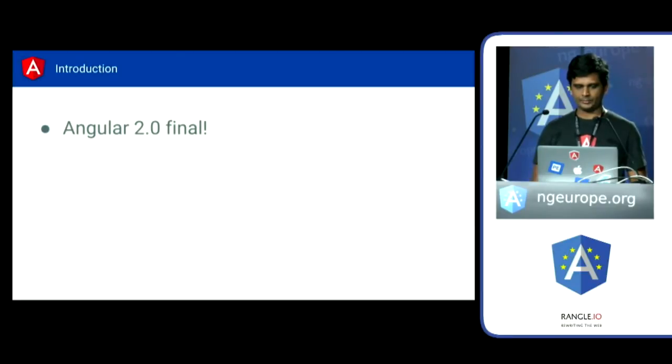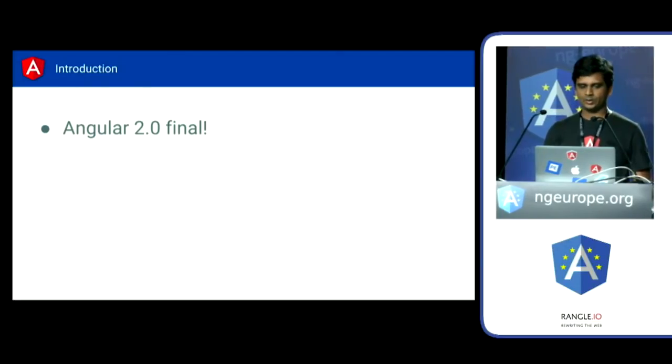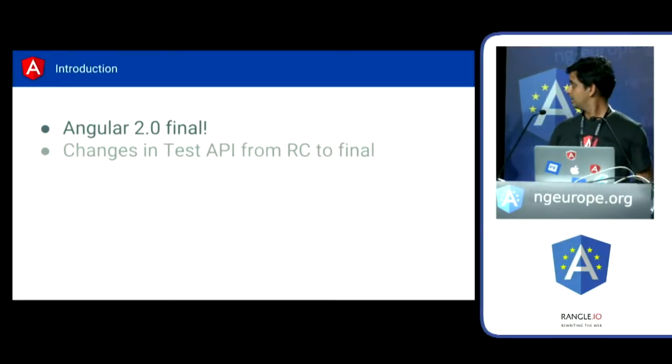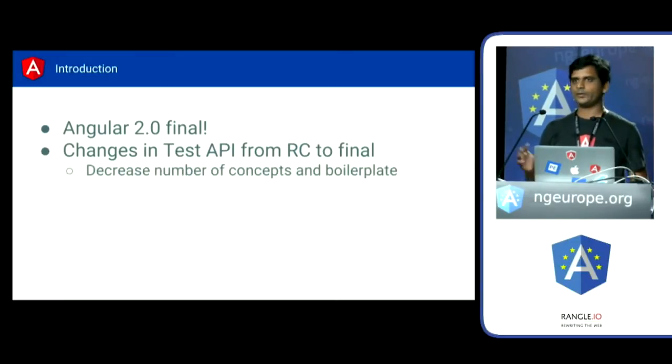Essentially, I just want to give a background: there have been a lot of changes happening on the testing API side of things. So Angular 2 final happened, and essentially the motivation behind the changes that we did for the testing APIs was to decrease the number of concepts that you have to understand while you write the unit test, and also decrease the amount of boilerplate that you have to write.